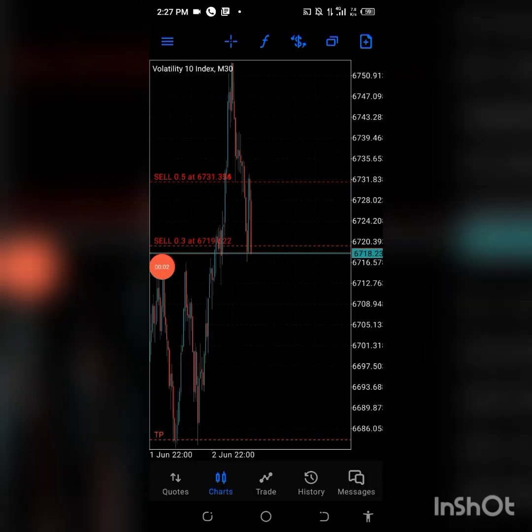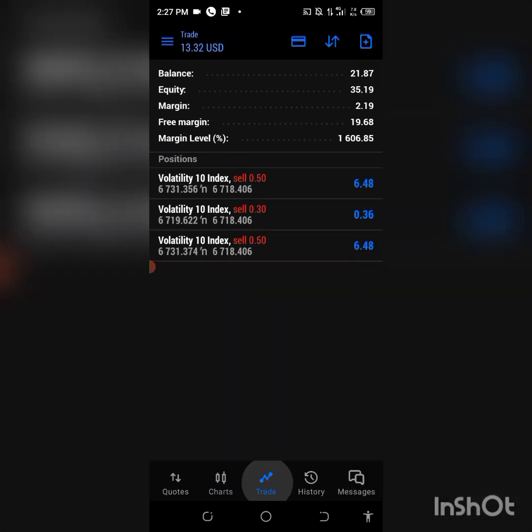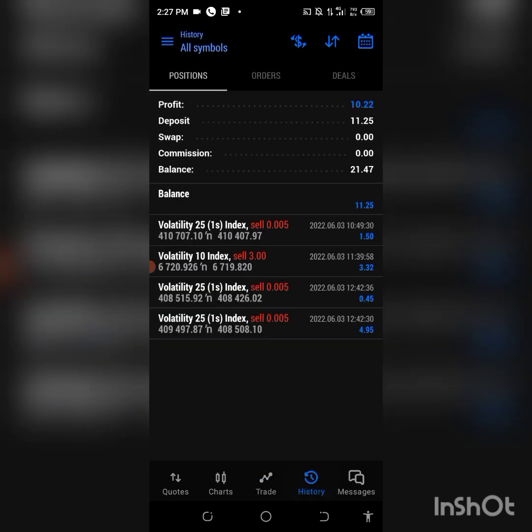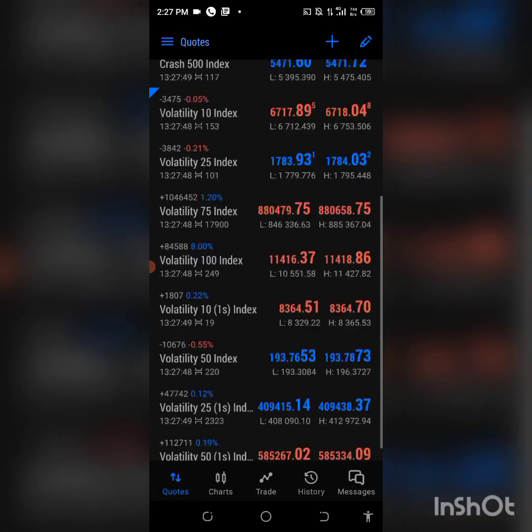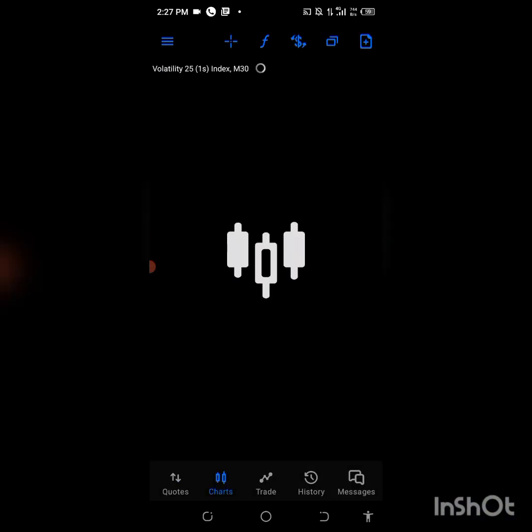Okay, guys, you're welcome. What is still the account? You can see this is the account. Currently on $35. This trade here is on 25 first. I entered this sell. Let us check for the sell. This is the sell for 25 first.